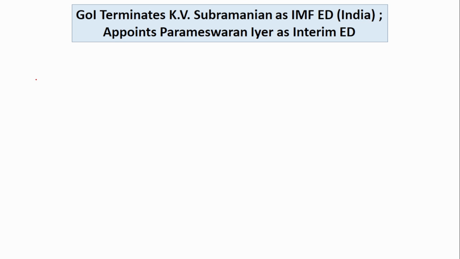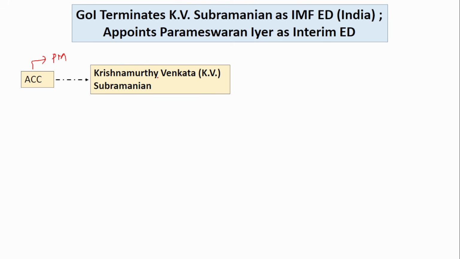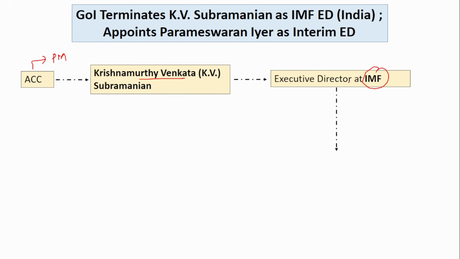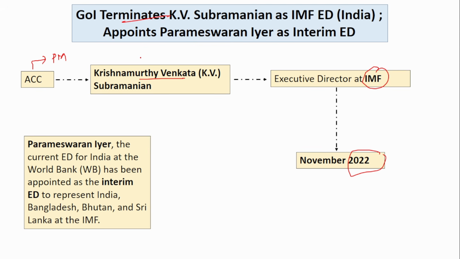The next news is about an appointment. The appointments cabinet committee headed by the Prime Minister had appointed Krishnamurthy Venkata Subramanian, that is KV Subramanian, as the executive director at IMF in November 2022. But now, his term has been terminated by the government of India. No official reason has been stated, and now Parameshwaran Iyer will be replacing him at the IMF.